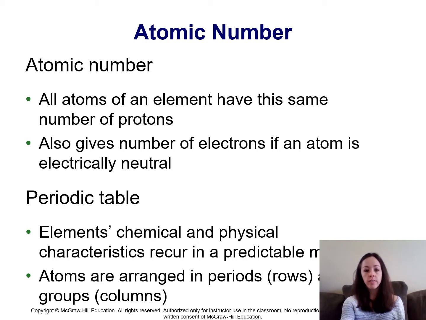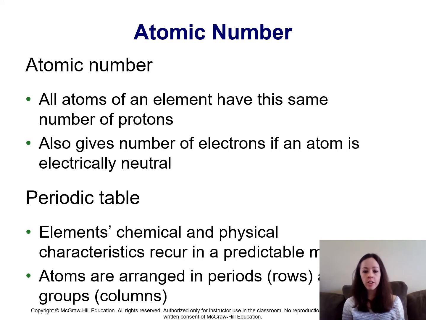If you want to figure out the amount of neutrons that an atom has, you're going to want to subtract the atomic number from the atomic mass. Or, in other words, you're going to minus the amount of protons that the atom has from the atomic mass to find out the number of neutrons.